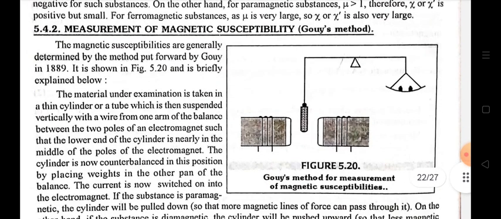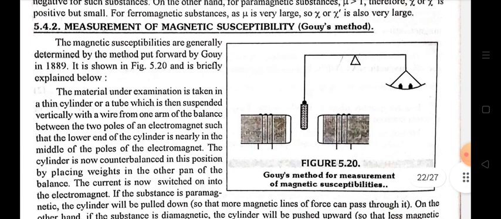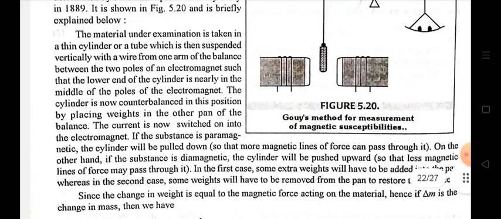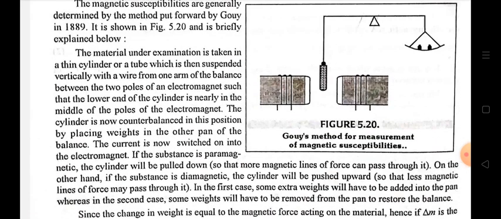Measurement of magnetic susceptibility: Gauss method. The magnetic susceptibility is generally determined by the method put forward by Gauss in 1889. It is shown in figure 5.20 and is briefly explained below. The material under examination is taken in a thin cylinder or a tube which is then suspended vertically with a wire from one arm of the balance between the two poles of an electromagnet, such that the lower end of the cylinder is nearly in the middle of the poles of the electromagnet. The cylinder is now counterbalanced in this position by placing weight in the other pan of the balance.